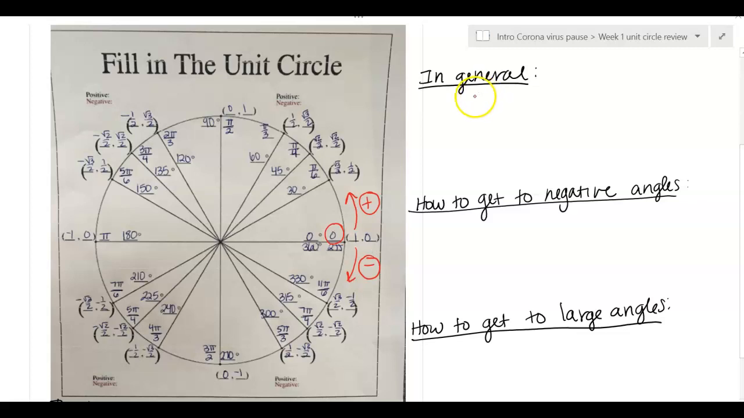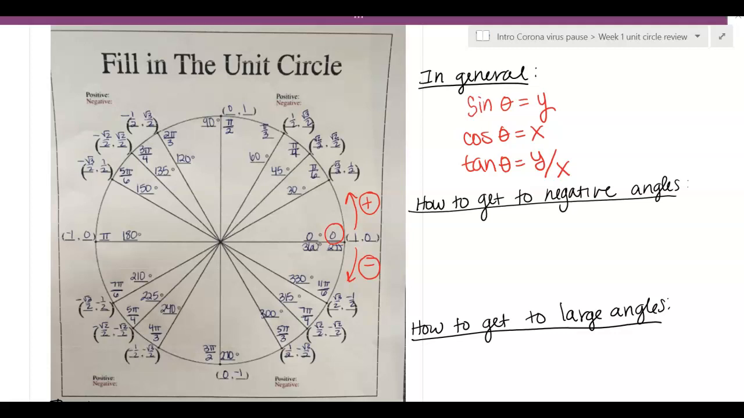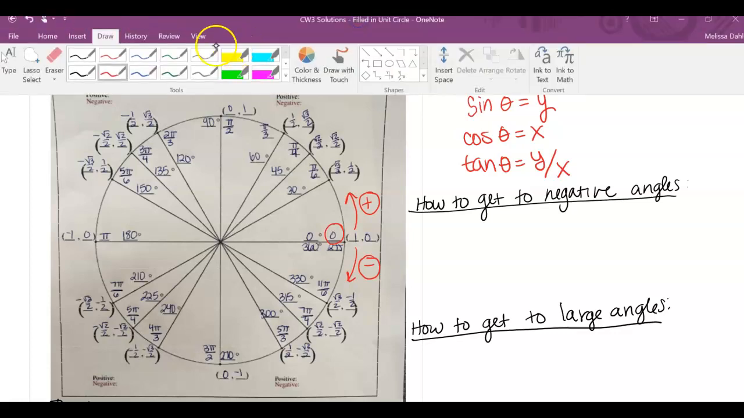And we've already determined that the sine of any angle that they give us is actually just the y coordinate on the unit circle. The cosine of any angle they give us is the x coordinate on the unit circle, and the tangent of any angle is the y divided by the x. Okay.